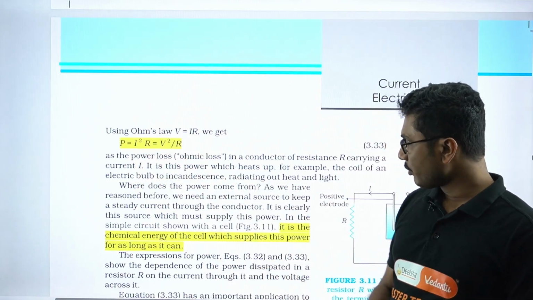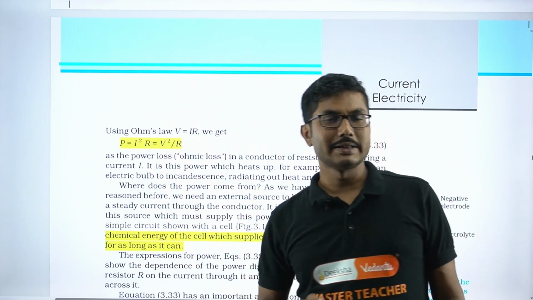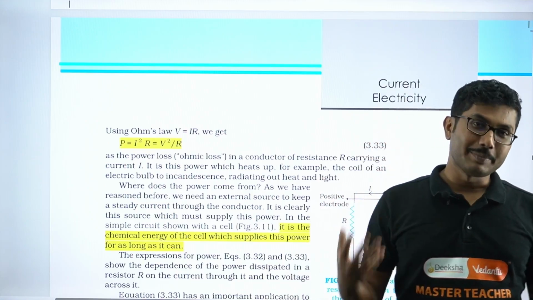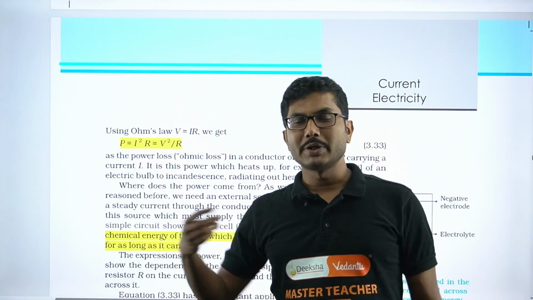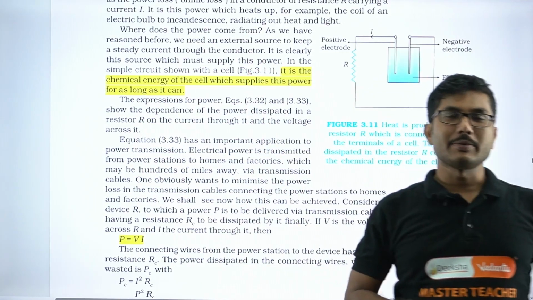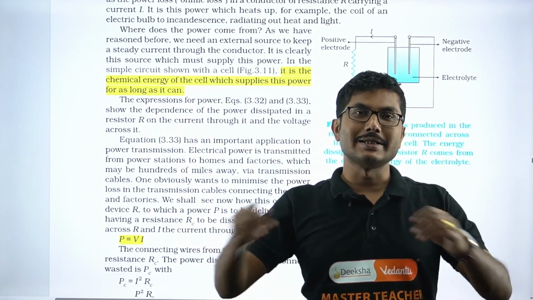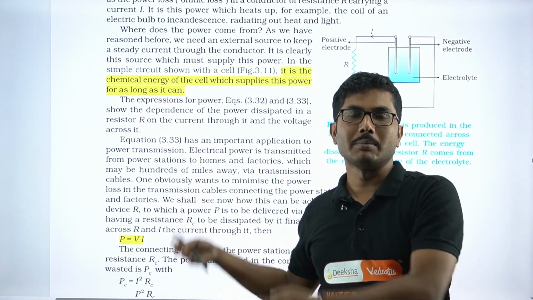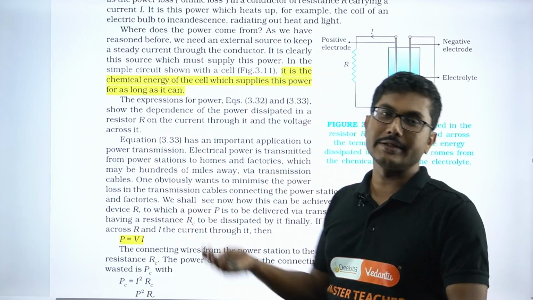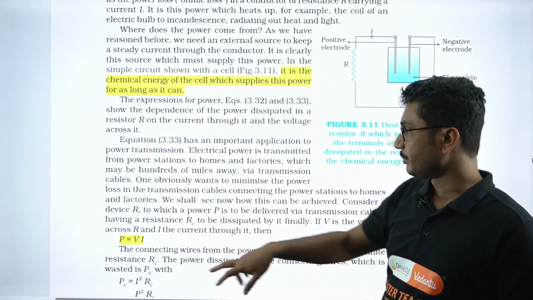Very simple, easy formulas. It is the chemical energy of the cell which supplies the power for as long as it can. So who supplies the energy or power that is dissipated in a resistor? So there may be an objective question. The energy dissipated in a resistor is supplied by: number 1, number 2, number 3. So the correct answer will be chemical energy. Okay, so chemical energy of the battery is getting converted into the energy that is being dissipated in the resistor.